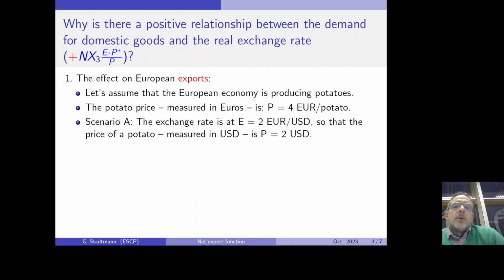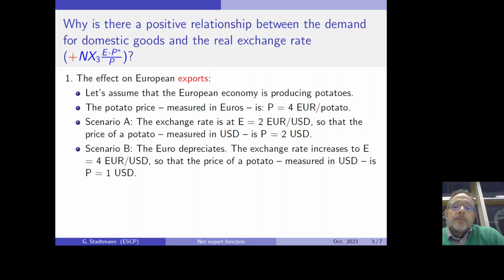First of all, I would like to think about what's going on when the exchange rate changes with respect to the European exports. Let's assume that the European economy is producing potatoes and the domestic price level is equal to 4 euros per potato. In scenario A, the exchange rate is at the level of 2 euros for $1, so that the price of the potato measured in US dollars is equal to $2.